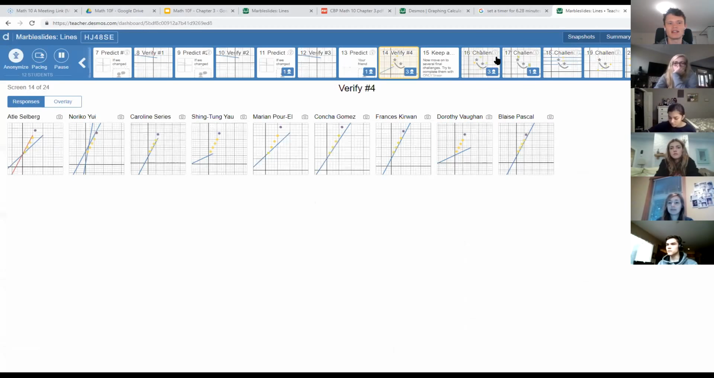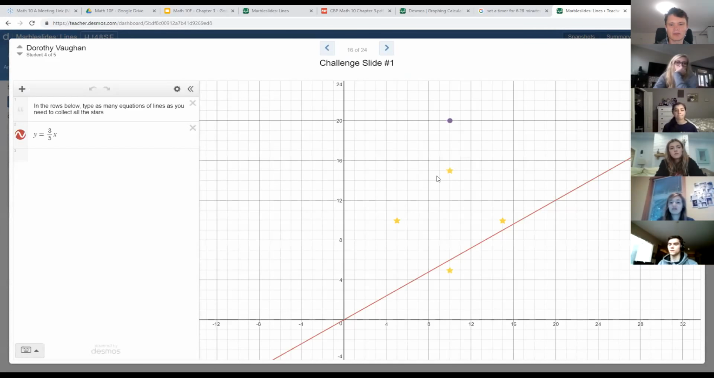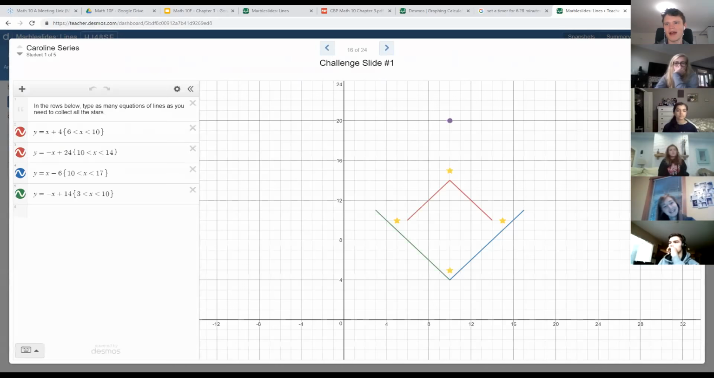Okay, and then these challenge ones. Let's just have a look at some of the challenge ones, some of the attempts that were made, right? So for this one, you've got to try to hit all those lines there. It looks like this one is one that, okay, we got it, right?